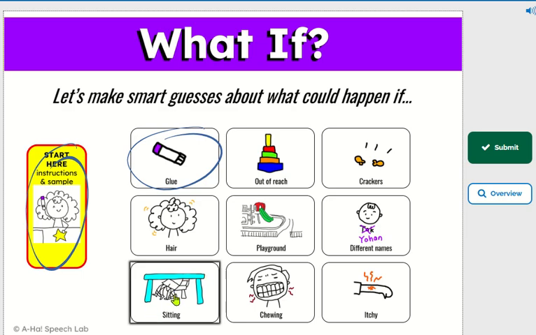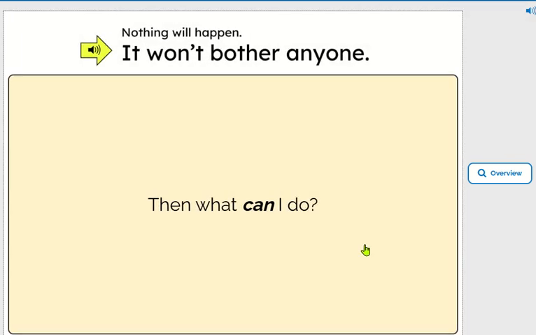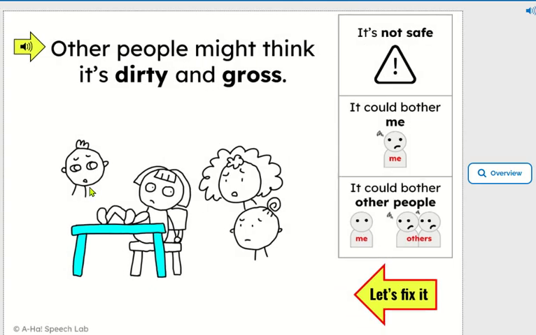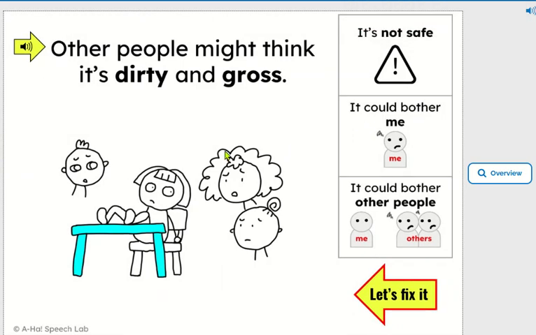Let's look at another one, the sitting one. So sitting like this is uncomfortable. What if? She has a choice of putting the feet up on the table, or she can think, oh, feet don't go on the table, and she wants to, but she won't, or I want to, but I won't, and stop. Sorry, the other way. Let's say she picked this one first. I put my feet up on the table. Whoops.